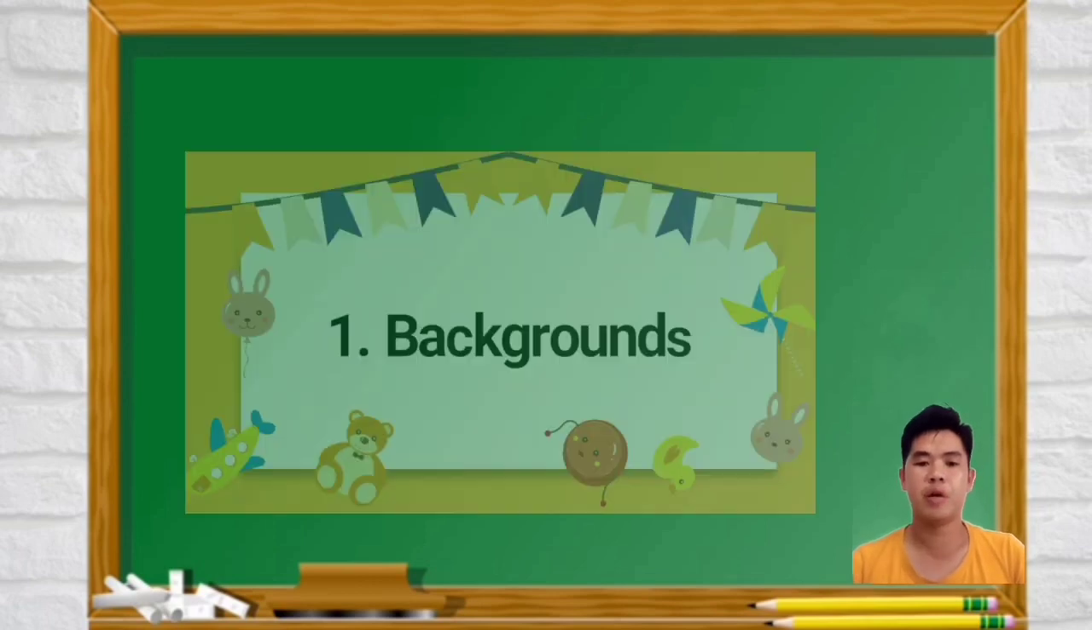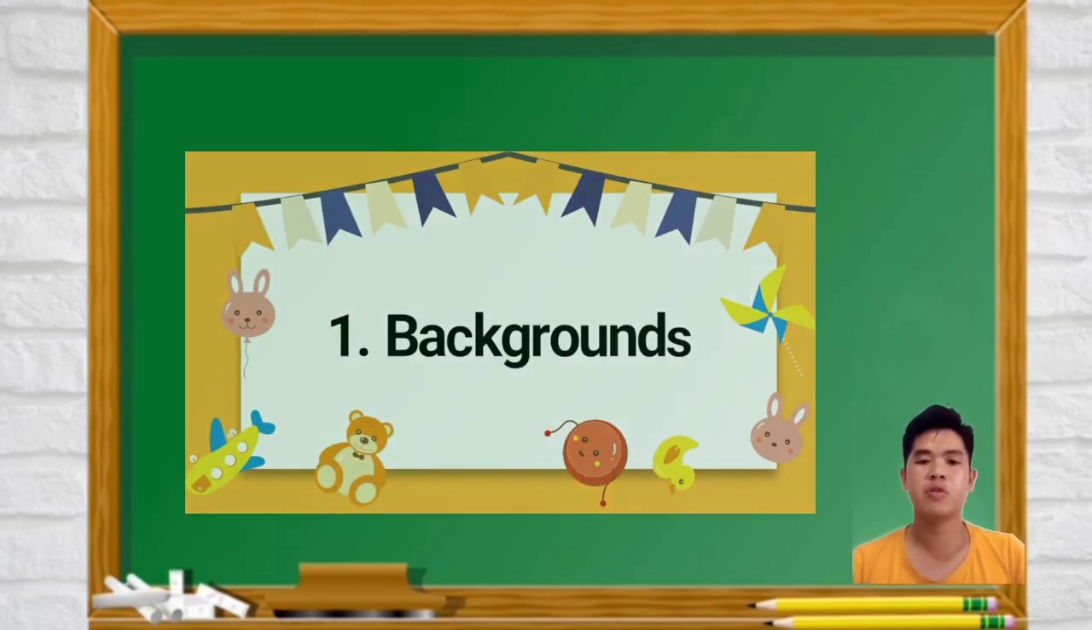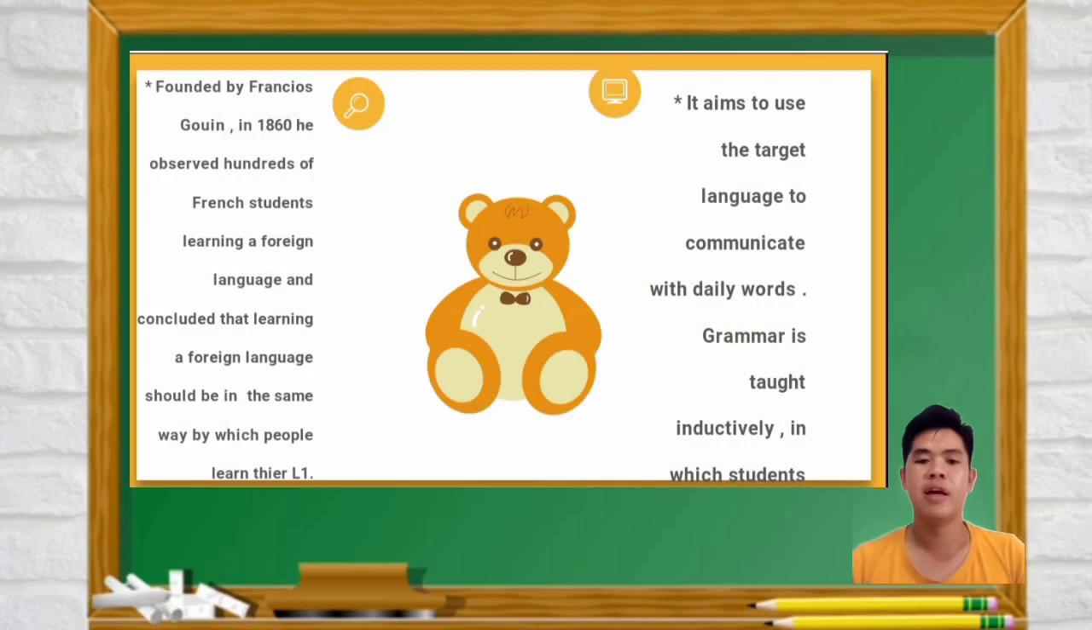First, we have background. Founded by Francois Gouin in 1860, he observed hundreds of French students learning a foreign language and concluded that learning a foreign language should be in the same way by which people learn their first language. It aims to use the target language to communicate with daily words. Grammar is taught inductively, in which students discover the rules.